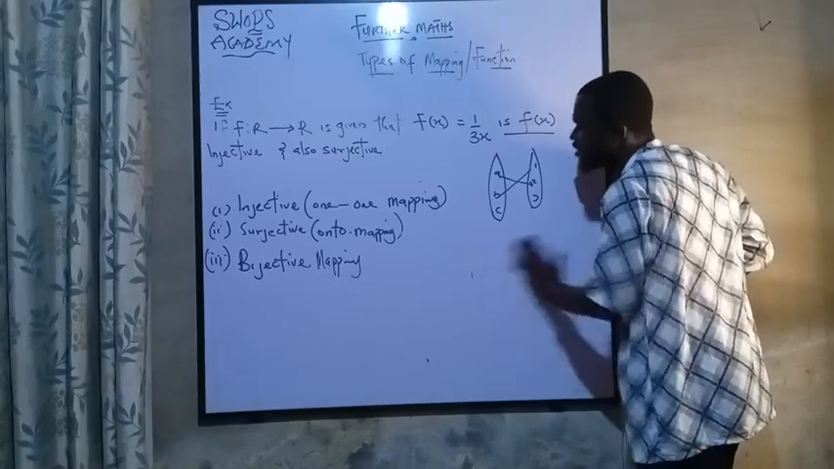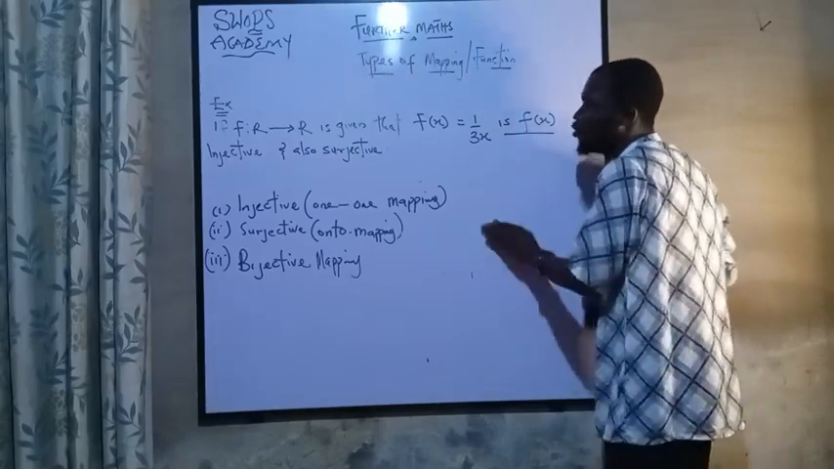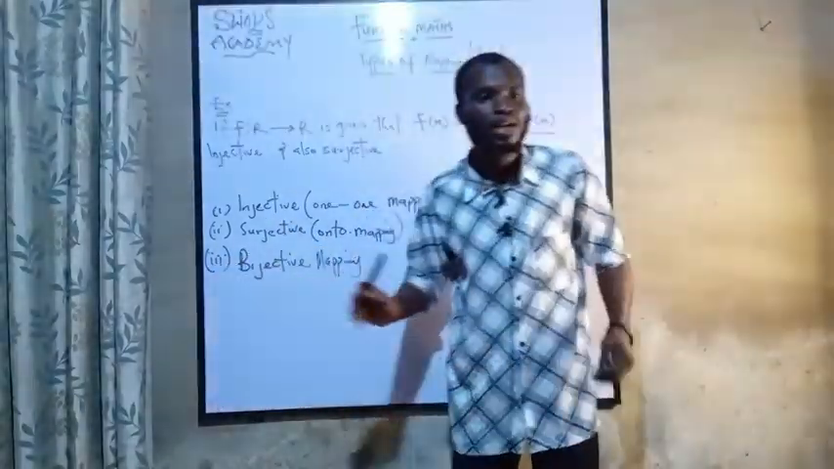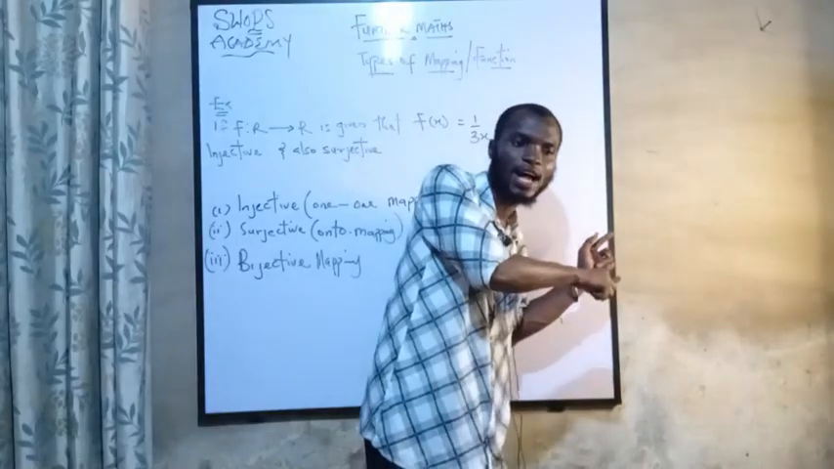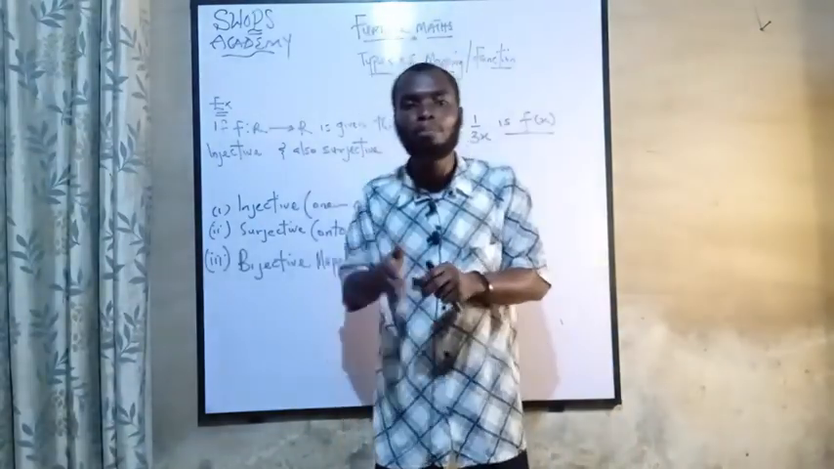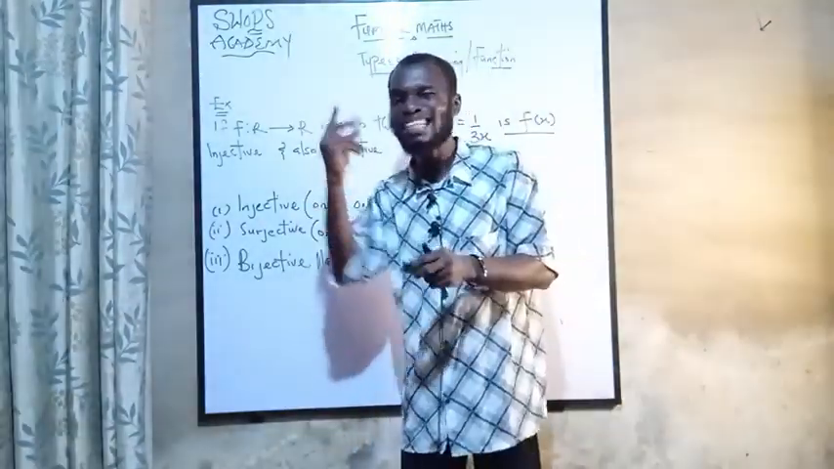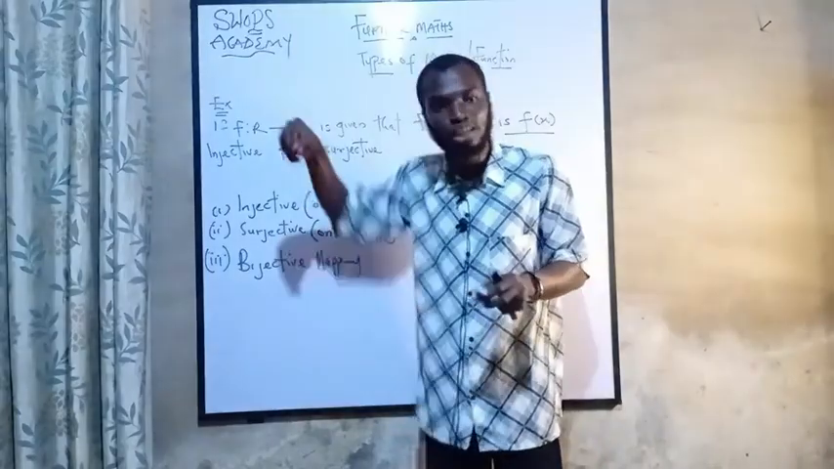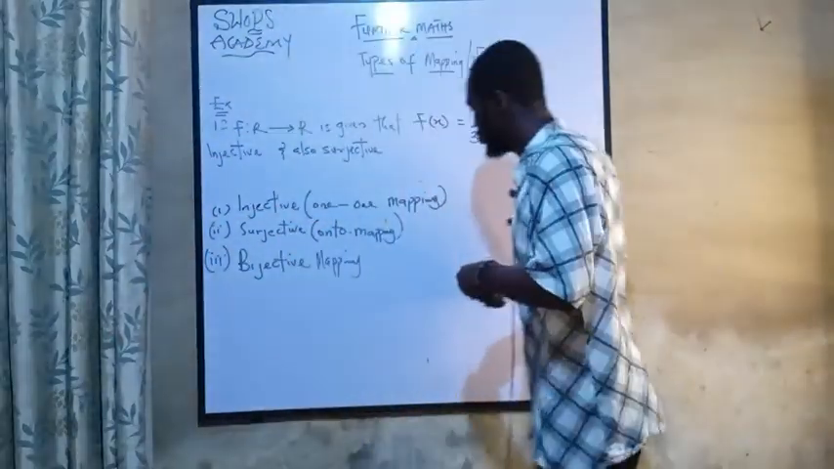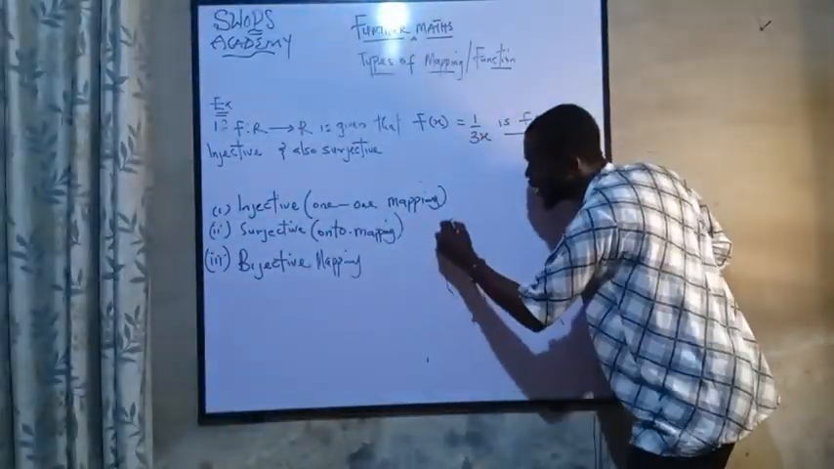What about surjective? Surjective is the opposite form of injective. That means every element in the codomain must have at least one element in the domain. Are we together? The reverse is the case. Are we together?